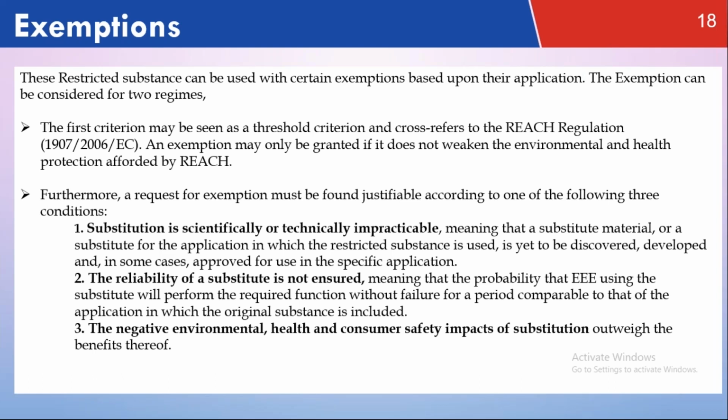Furthermore, this request for exemption is justifiable under the following conditions. First, substitution is scientifically or technically impracticable, which means the substitute for that particular substance is not yet discovered or not developed. In that case, we can use that restricted substance with some exemptions. The second one, the reliability of the substitute is not ensured, which means we have a substitute, but the substitute is not as efficient as the original substance, or it is not as reliable as the previous original substance. In such cases also, we can use that restricted substance with some exemptions.